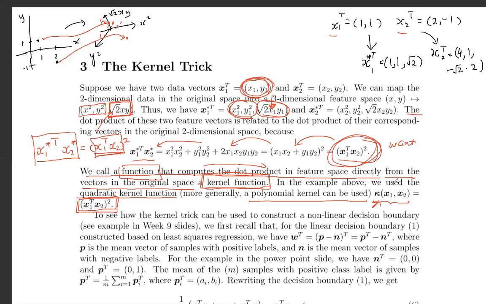By specifying certain kernel functions, you go to certain spaces. For example, a polynomial kernel will go to this space. If you have some other kernels, it will go to some other space. The idea is that we use a kernel function that takes the original data to a space where things are more or less linearly separable. That's the idea.